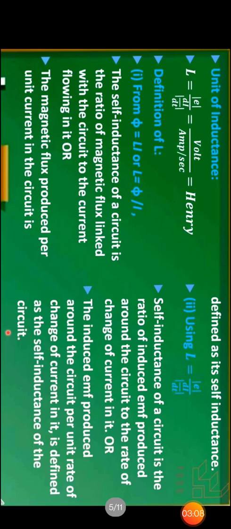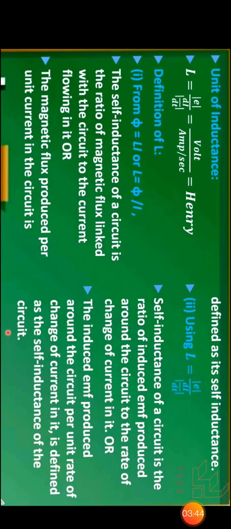Now the unit of inductance. The unit of L is equal to mod of E upon mod of di upon dt. Therefore E is measured in volt, current in ampere, and time in second. Therefore we get volt upon ampere per second, which is nothing but the henry. The unit of inductance is henry.